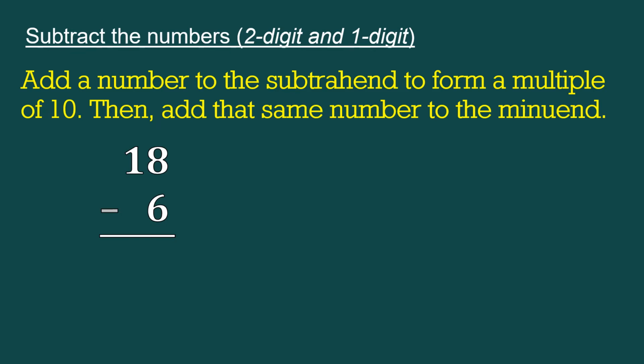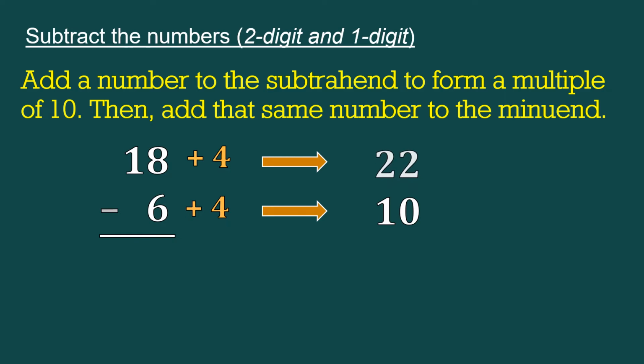In this example, the subtrahend is 6. We add 4 to 6 to make 10. We also add 4 to the minuend. 18 plus 4 makes 22. Then, we subtract the newly formed minuend and subtrahend. 22 minus 10 is equal to 12. So, 18 minus 6 is equal to 12.